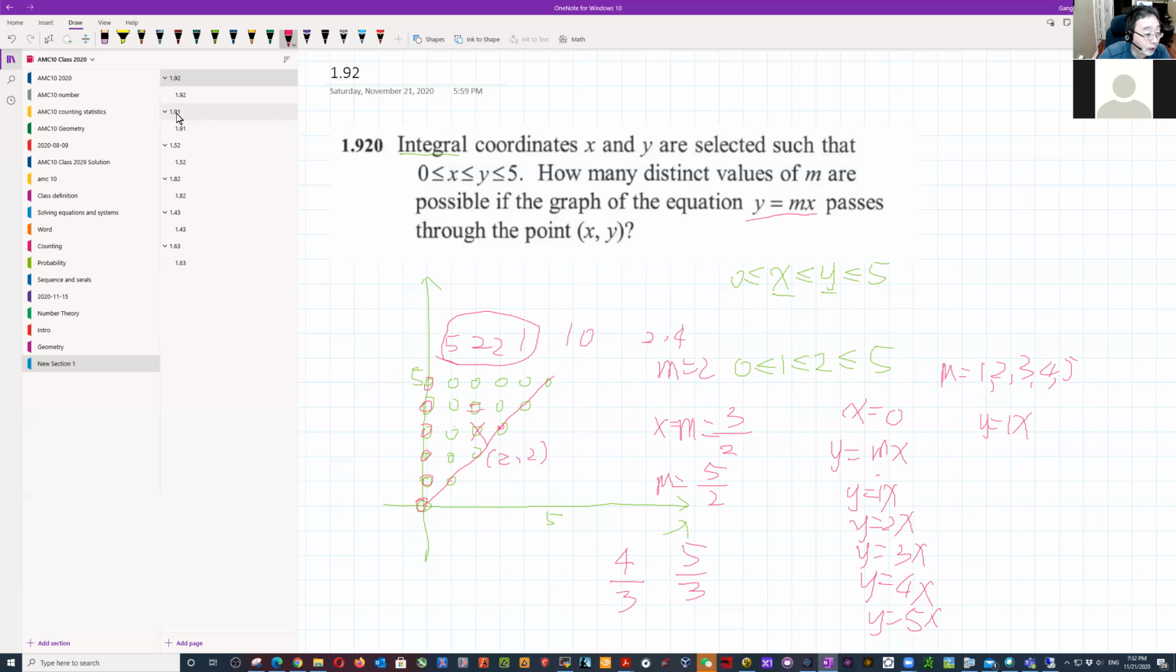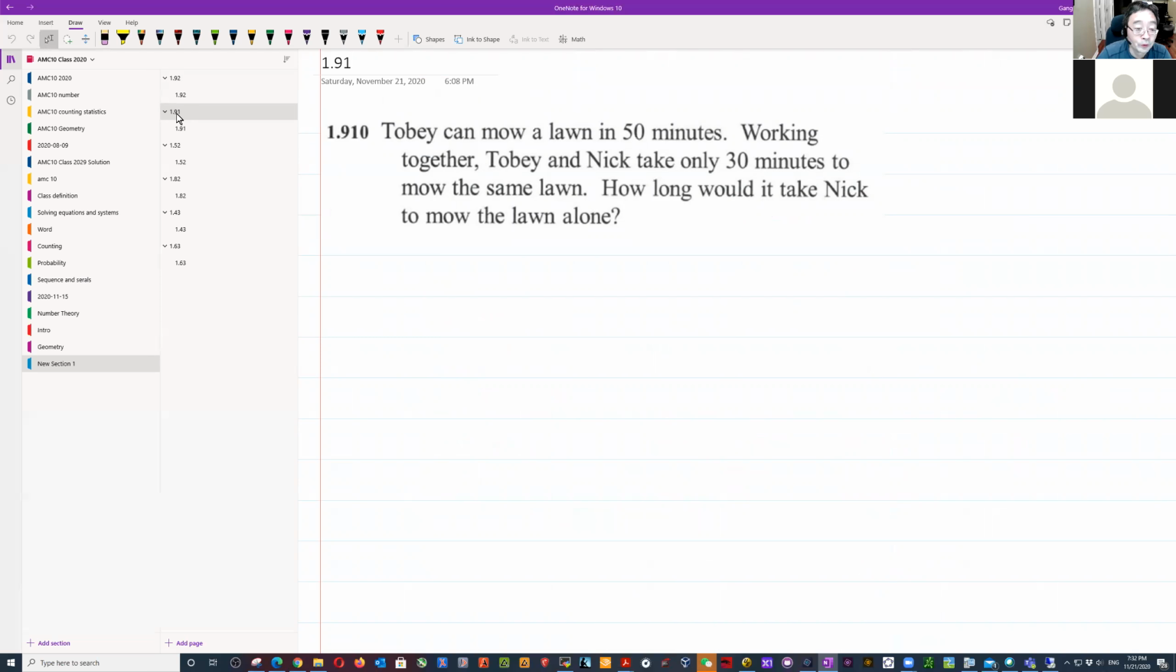So this next one is a typical speed problem. For a typical speed problem, you have to introduce a 1, a special 1. If you introduce the special 1 as the total task, you will be able to solve this problem fairly easily. Total task. Toby mows a lawn in 15 minutes. Working together, Toby and Nick take only 30 minutes to mow the same lawn. How long would it take Nick to mow the lawn alone? So here we introduce 1.